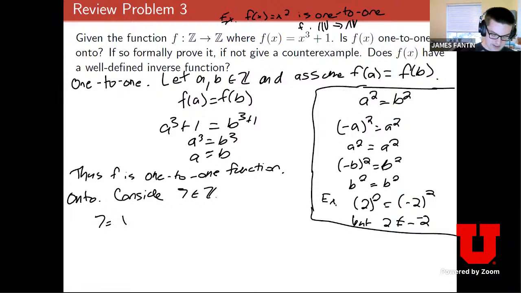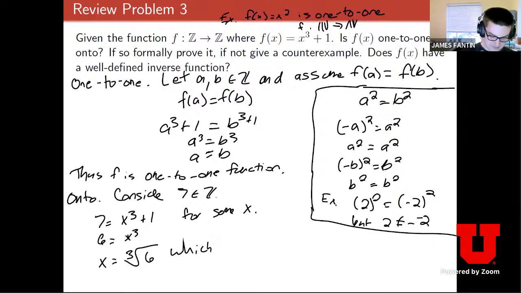then 7 would equal x cubed plus 1 for some x. We don't know what x is yet. If we solve this, we get 6 is equal to x cubed, and thus x is equal to the cube root of 6, which is not an integer. So we found some element in our codomain that is not mapped onto by an integer, so it's not mapped onto anything in the domain. Thus, f is not onto.